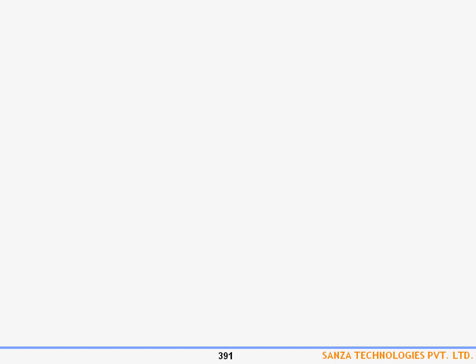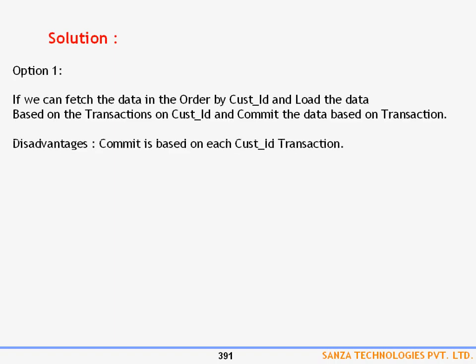So, the solution for this: if we can fetch the data ordered by customer ID and load the data, and commit based on customer ID, then it is a tedious process. For every record it will go and commit the data based on the customer.